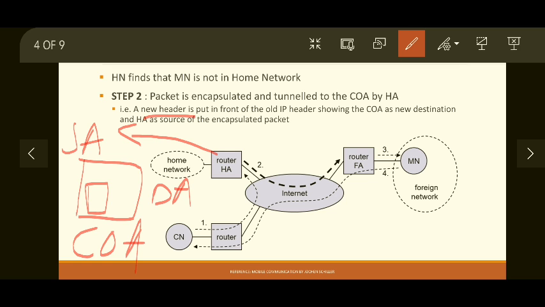Now the foreign agent accepts this particular packet because it realizes from the destination address mentioned in the outer packet that this packet belongs to this foreign network and accepts the packet. Now what does the foreign agent do? Let's see that.